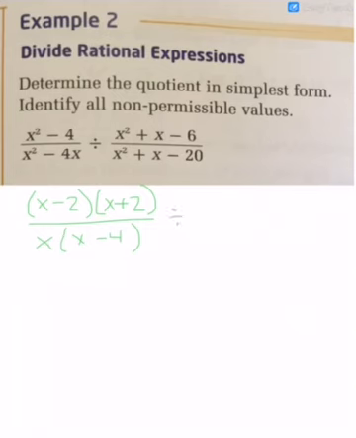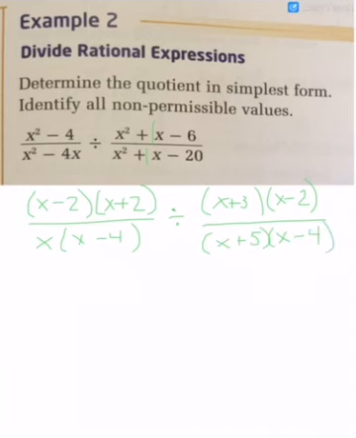Again, I've got dividing here. When I factor the top here, I'm looking for 2 numbers that add to get to 1 and multiply to get to minus 6. So that's x plus 3 and x minus 2. And in the denominator, again, add to 1, multiply to minus 20. That's x plus 5 and x minus 4.